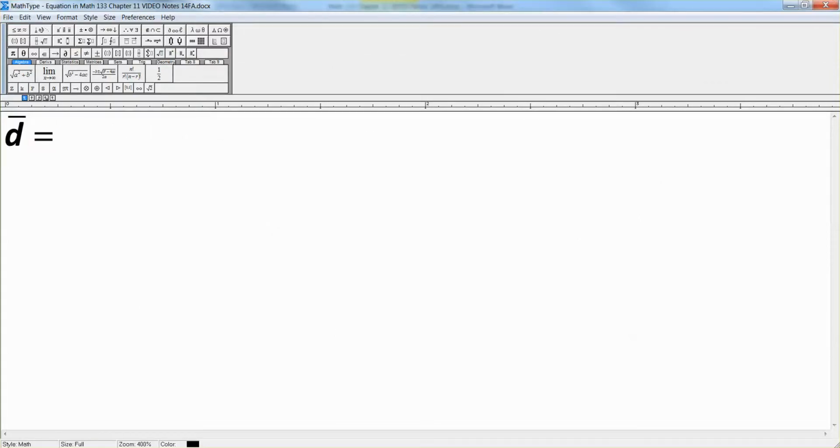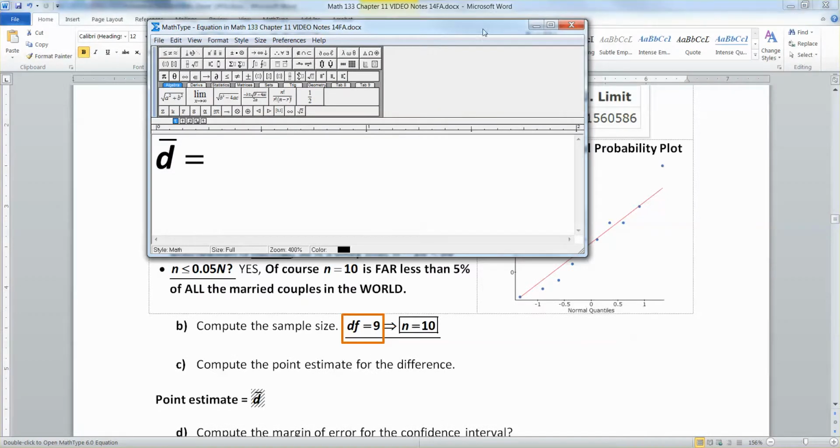Remember, it's the center of your interval. So what you need to do is take your lower limit plus your upper limit, right?